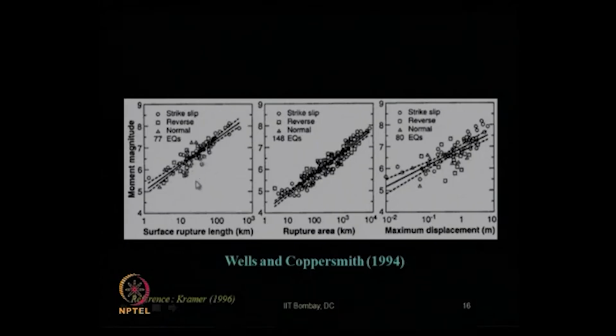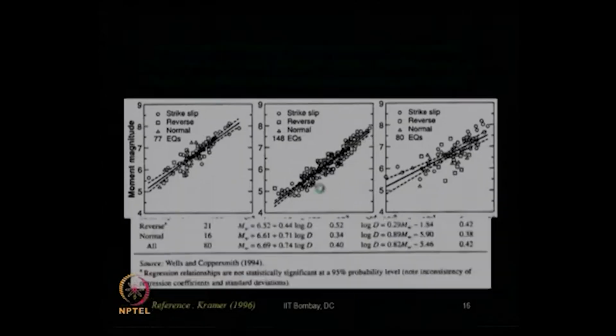Now, if we compare these three sets of relationships, one set is with respect to rupture length L, another set is for rupture area in kilometer square, and another set is for maximum displacement or slip in terms of D. Which one is the best in terms of scatter? We can see the rupture area is the best one, because here they are all clustered around the best fit equation which they have proposed.